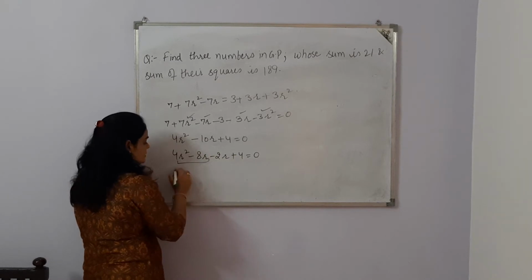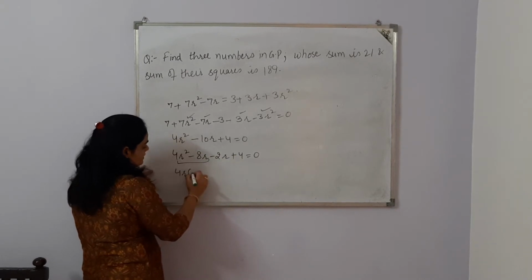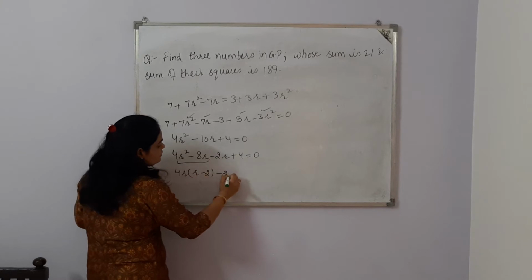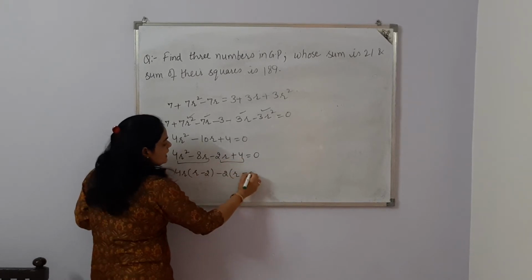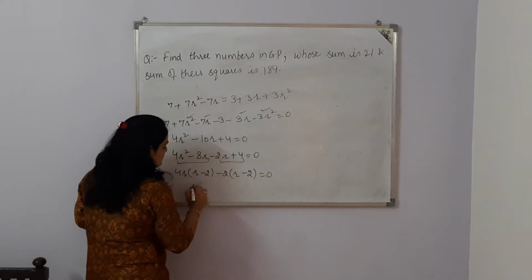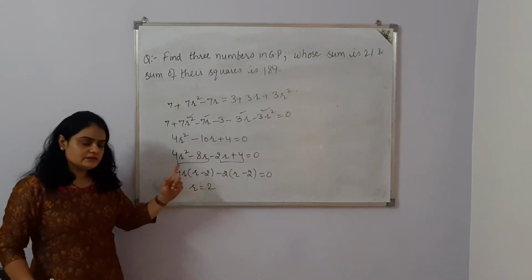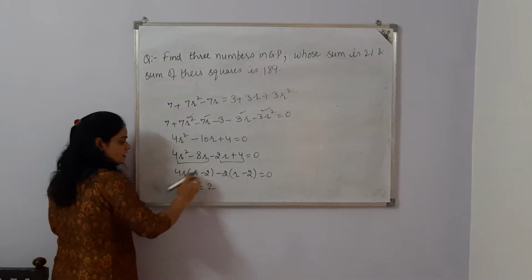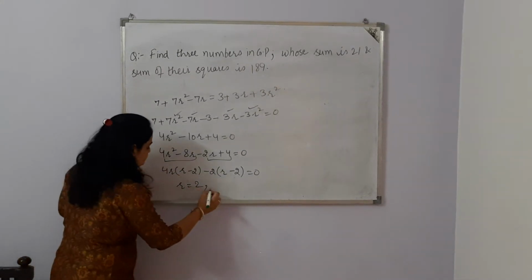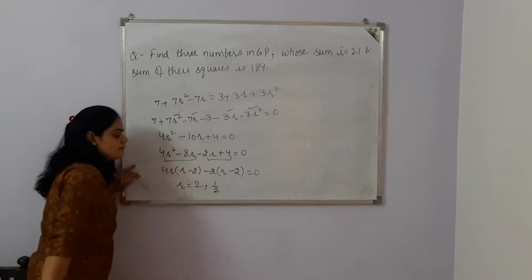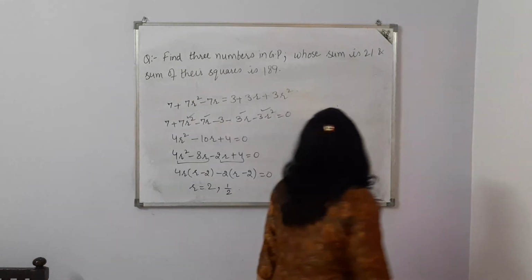So can I take 4 as common from these two terms? 4r. It is r minus 2 and minus 2 as common for next two terms, r minus 2. So what I get? R's value is 2. So I am getting the r value is 2 and again here r value is 2 by 4, which is 1 by 2. I'll get the two values of r.